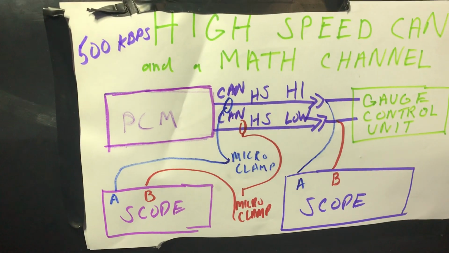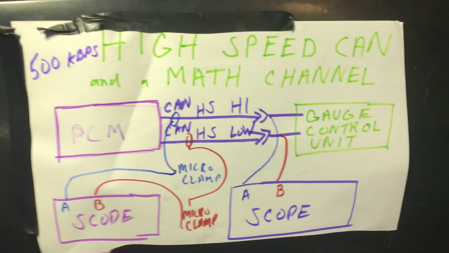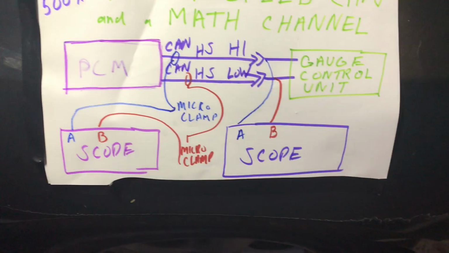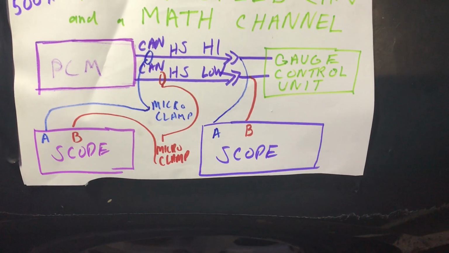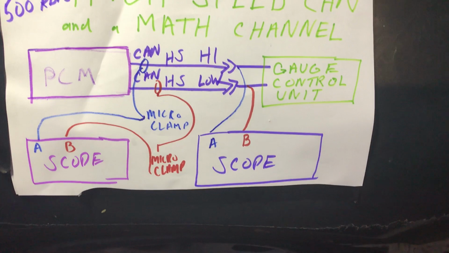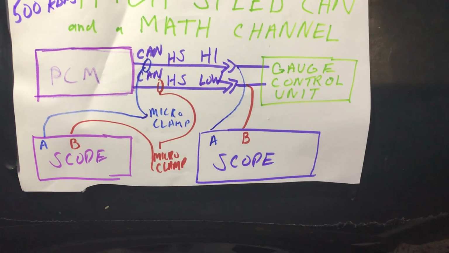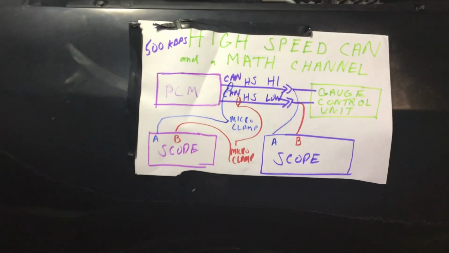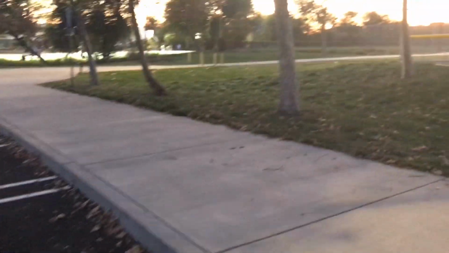Basically, we're going to look at this. It's a small topology as far as high-speed CAN, between the gauge control unit and the PCM. We're going to scope the blue channel, the high side of high-speed CAN, and the red channel, the low side of high-speed CAN. Don't disregard what you see here as far as micro clamps that didn't bear fruit, maybe in the future, but nonetheless, we're going to get onto the scope and start to take a look at certain things.